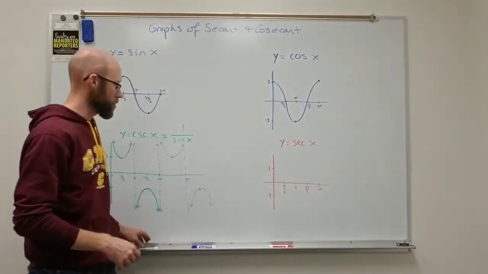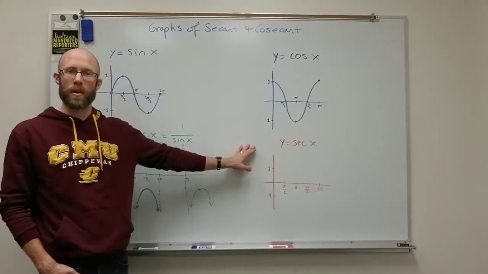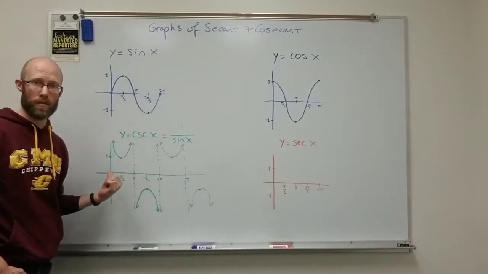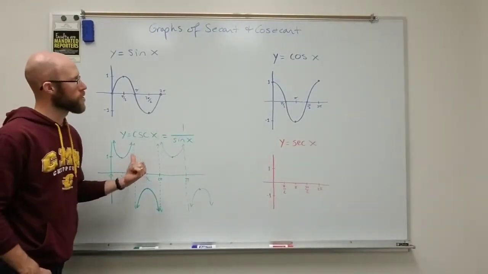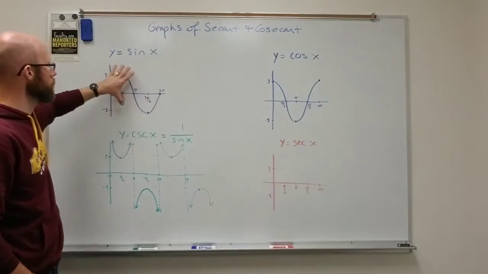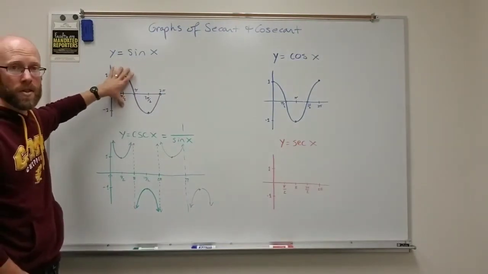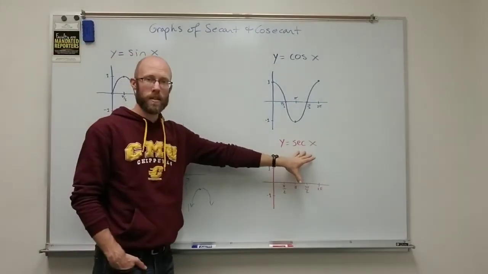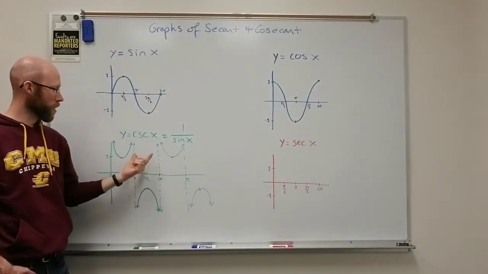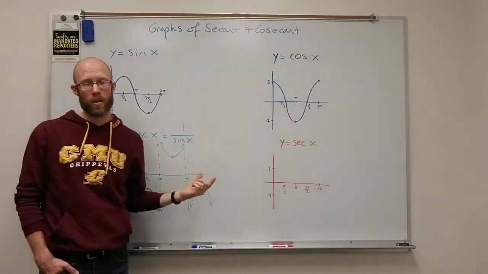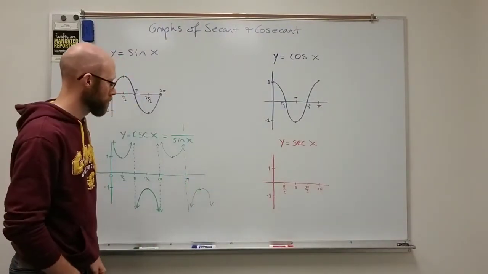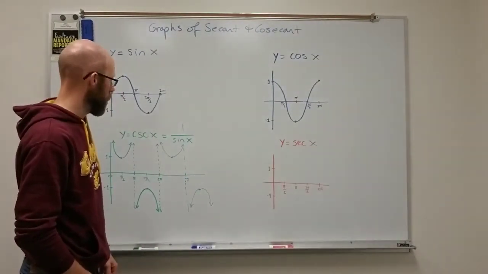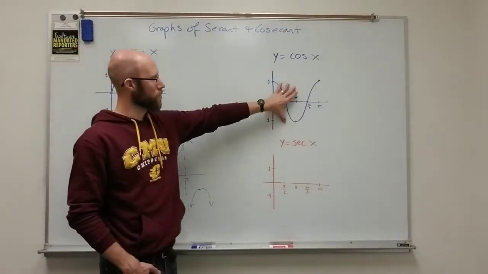So the graph of the secant, you can probably imagine, is very similar to the graph of the cosecant, because the cosine is simply a phase shift of the sine by pi over 2 to the left. And so the graph of the secant will be the graph of the cosecant shifted pi over 2 to the left as well. In that case, you can argue it basically from the cosine as well.